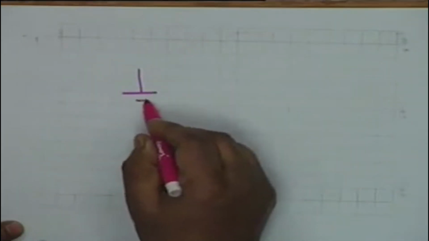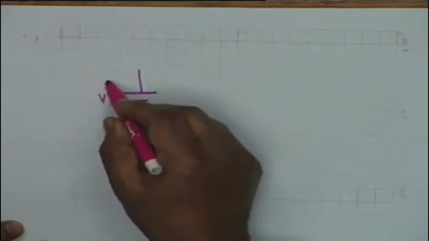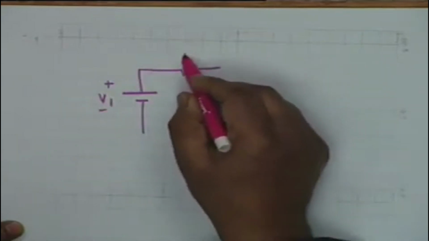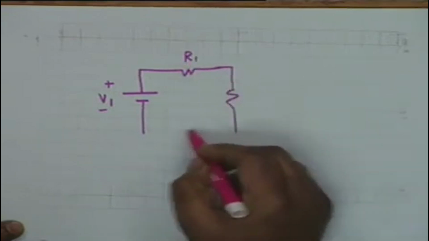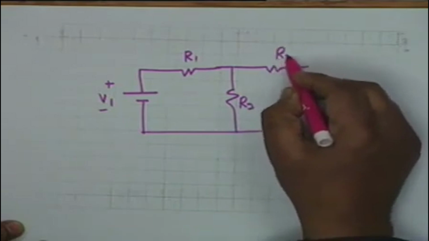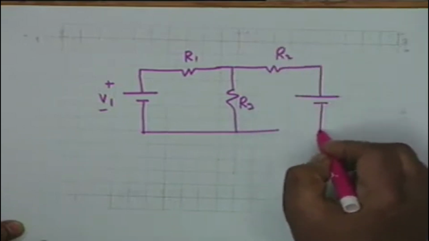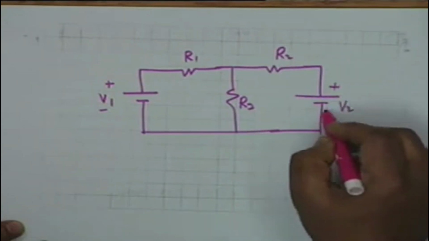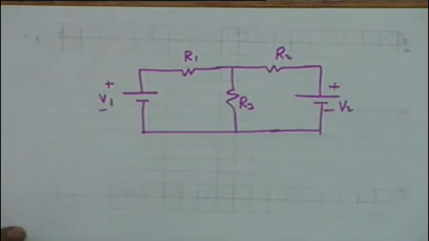First, let us take a very simple circuit. Let us say we have a battery V1, a resistance R1, another resistance let us say R3, and a third resistance R2, and let us say we have another battery V2. A very simple electrical circuit.